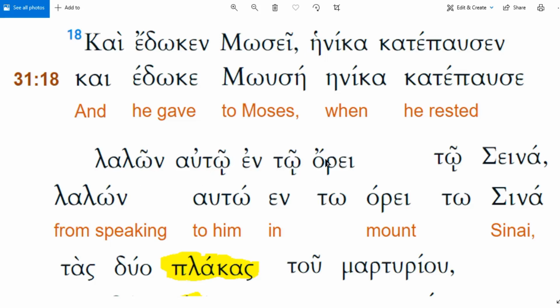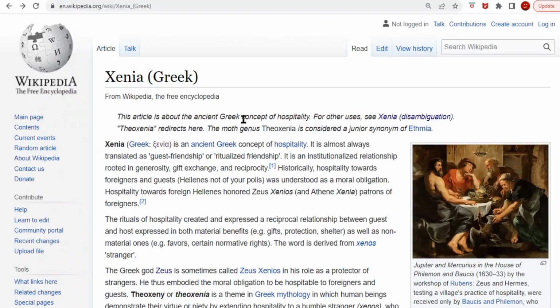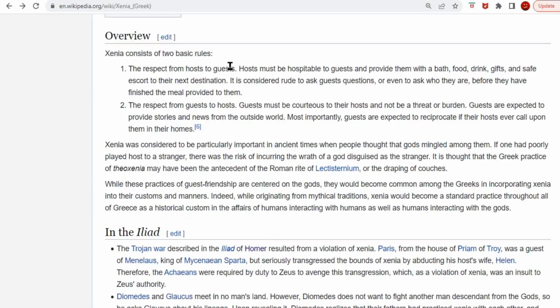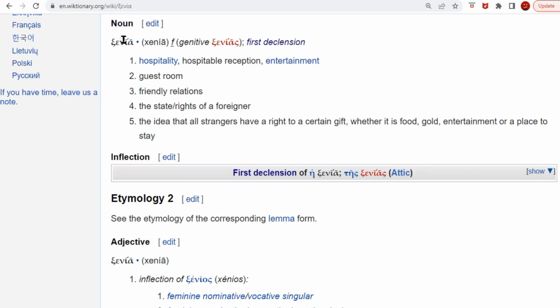Been taught to gyro ray, the turn of the sun. Taught to Xena. And Xena is a word meaning hospitality, a guest friendship, a ritualized friendship. And what it means is a guest expects the host to be hospitable, and provide them with a bath, food, drink, gifts, and safe escort. It's a frame of mind, the idea that all strangers have a right to a certain gift, whether it's food, gold, entertainment, or a place to stay.